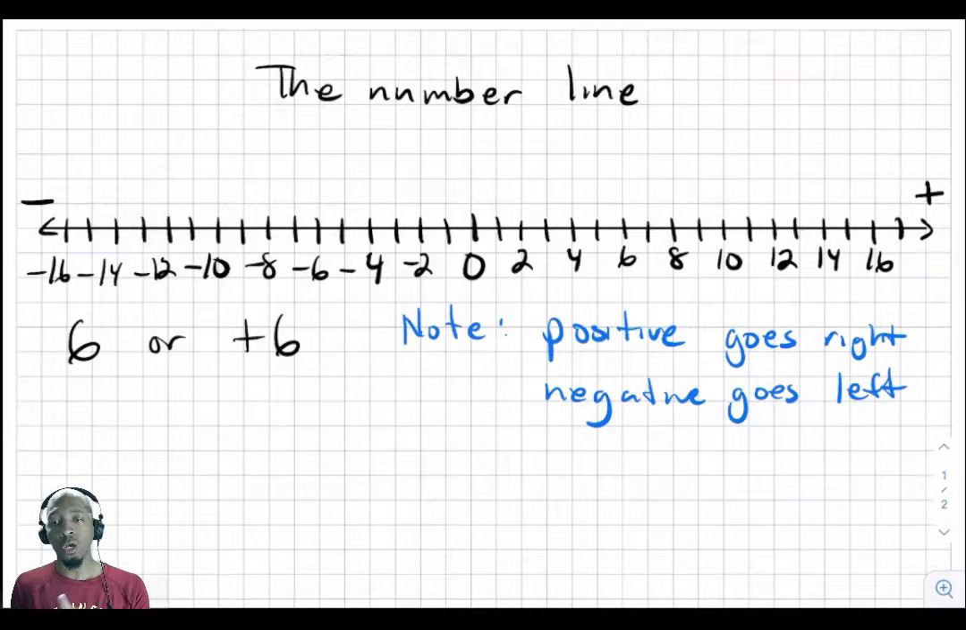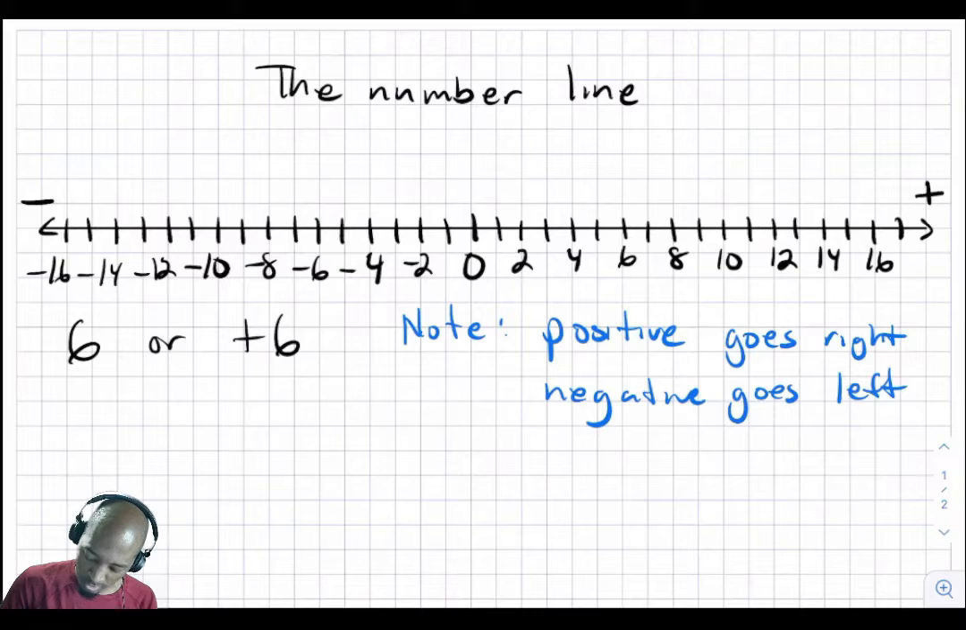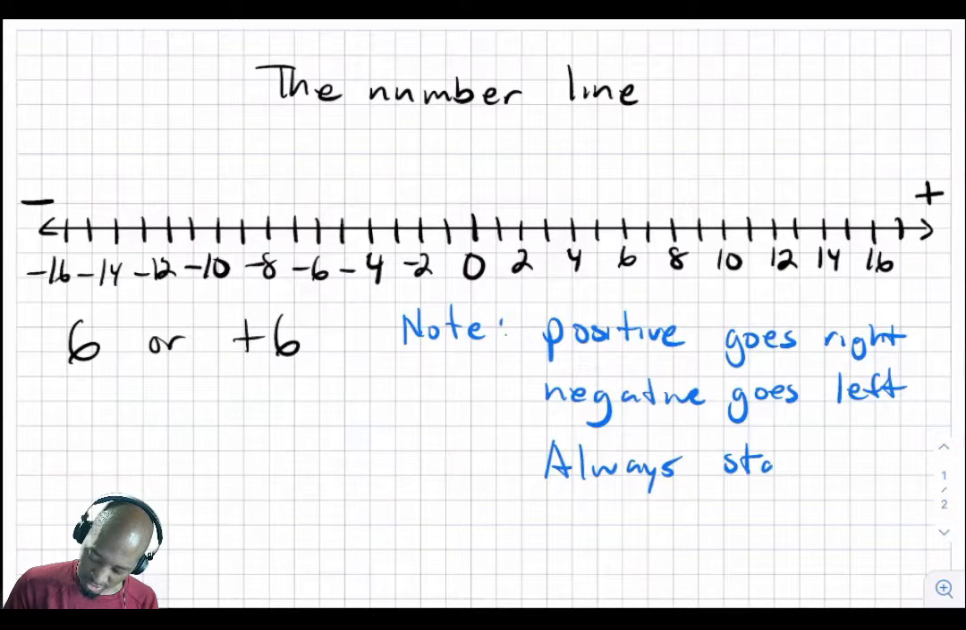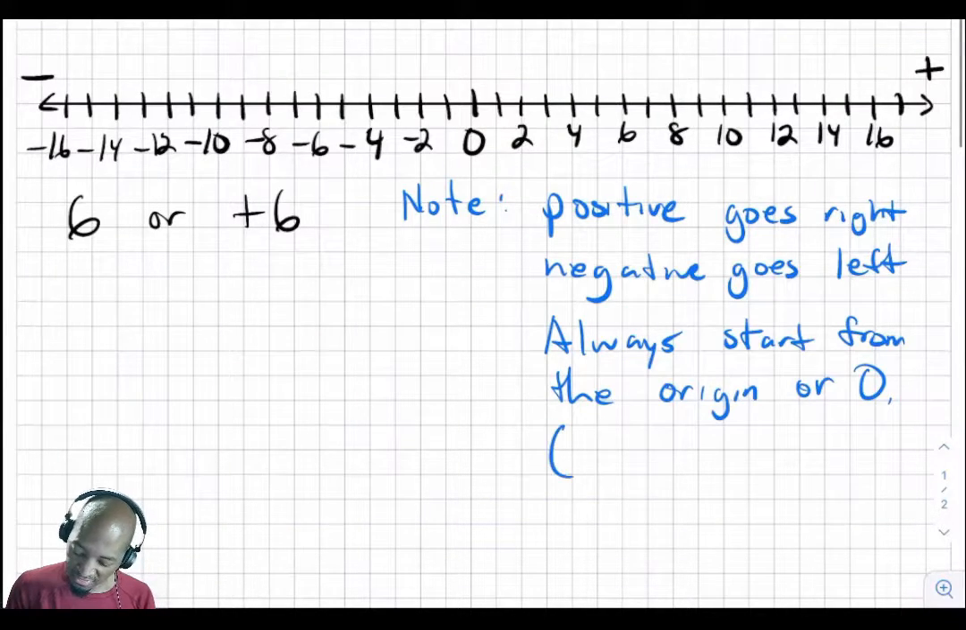When it comes to, again, we know the number of units, which in this case is 6. We want to go to the right side. So we're going to start from the origin. We always start from the origin. So you always start from the center. And I'll write this out as well. So another note is always start from the origin, or 0. And I'll say 0 is the origin. Okay. That never changes.